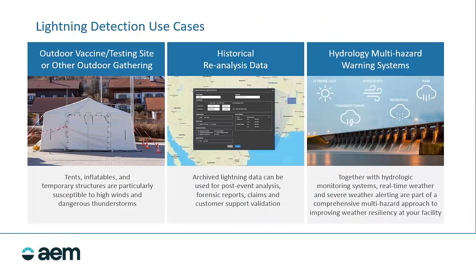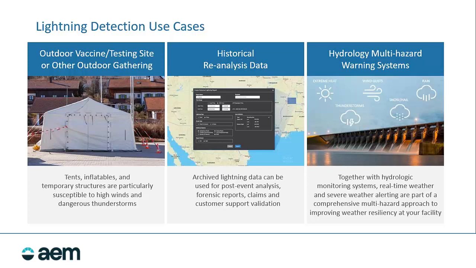So a couple of use case scenarios, actually 3 of them. First one is going to be showing you a COVID-19 vaccine testing site, or just another outdoor gathering space in which maybe tents are utilized, or inflatable structures that are particularly susceptible to high winds and dangerous storms. So that's one scenario. Another one might be if you're looking at a reanalysis of the data. You want to get archive lightning data from an event to see for forensics. When did that strike occur? Where did it occur? How strong was it? What was its polarity? What was its amplitude? You can find out all that information, again, leveraging the Contrail software through OneRay.